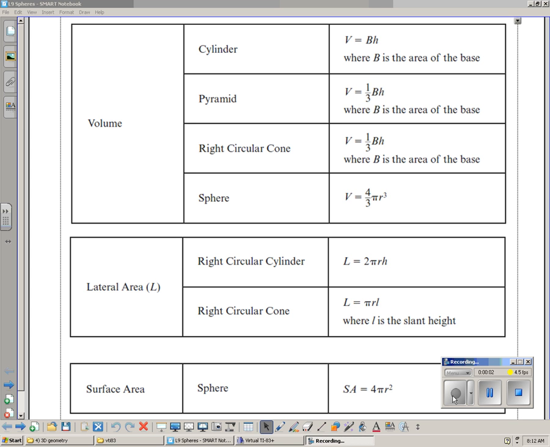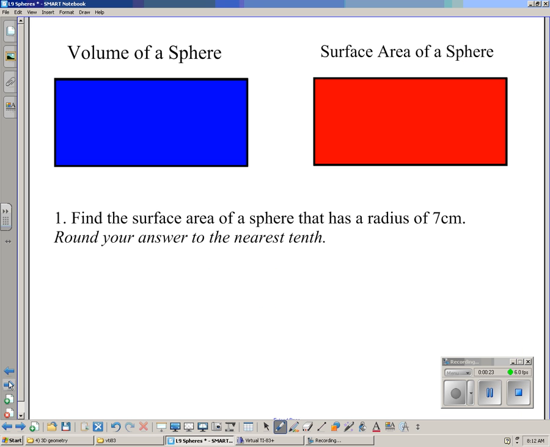Okay, this lesson is about the volume and surface area of a sphere. As some of you have noted already in class, we have not talked about the volume of the sphere or the surface area of a sphere. But the two formulas are given on the sheet. So in your notes, I want you to write down the volume of a sphere and the surface area of a sphere formula.